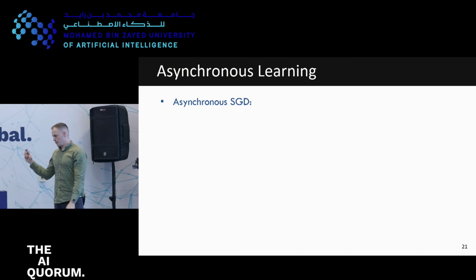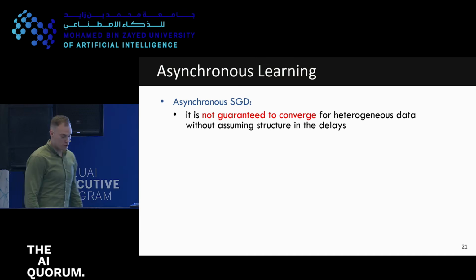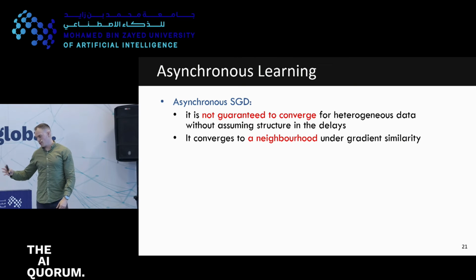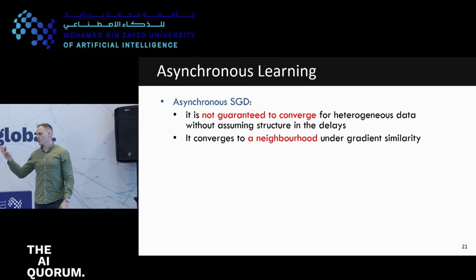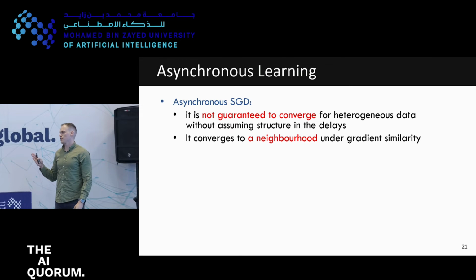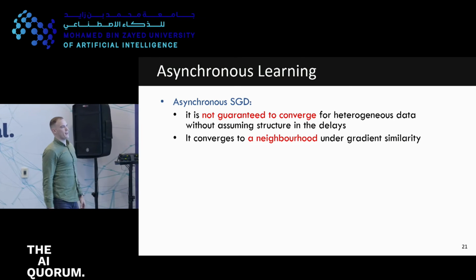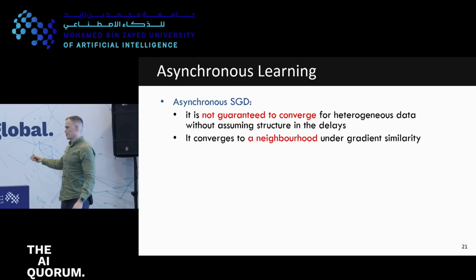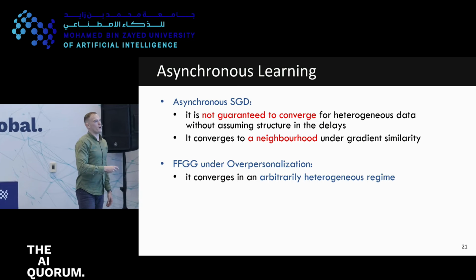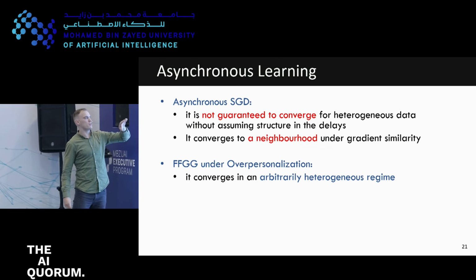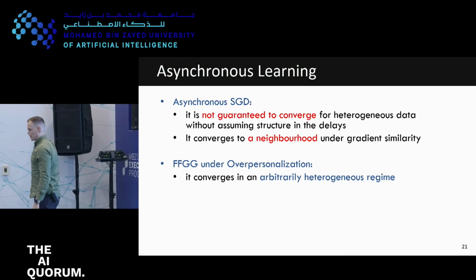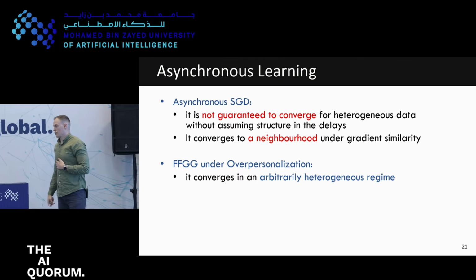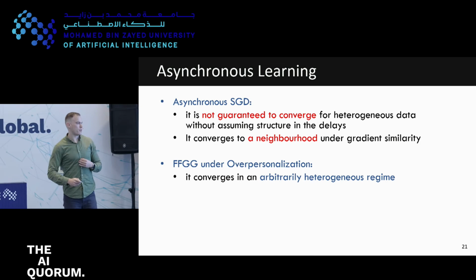For asynchronous SGD, in order to analyze it well and provide proper convergence, we have to assume that the data are somehow homogeneous. If that's not the case, then the theory is very complicated, and we cannot even guarantee convergence to the exact solution. Once you have overpersonalization, you just apply the algorithm that I just showed you, and you can converge even for arbitrarily heterogeneous data if you do the personalization right.